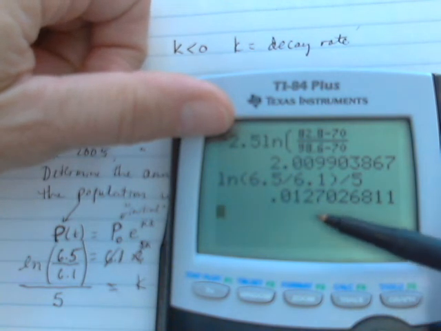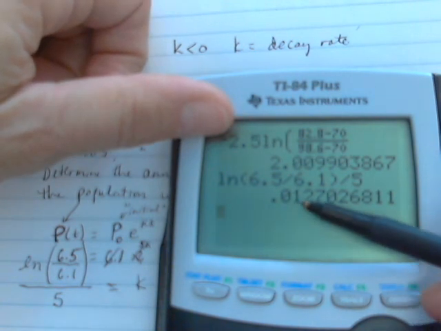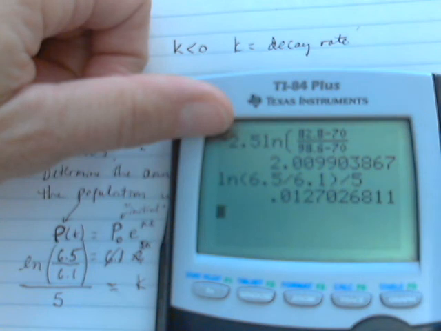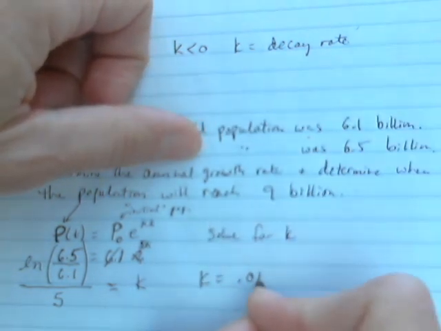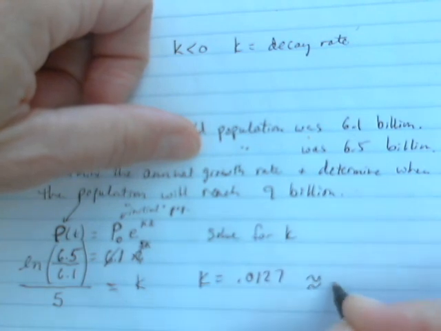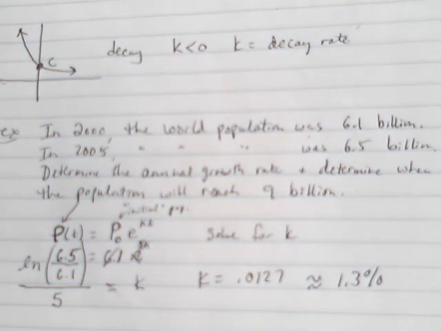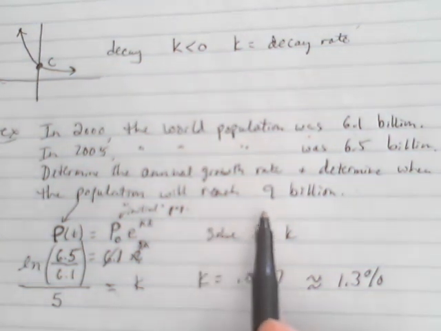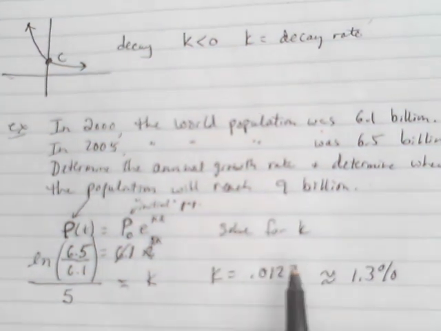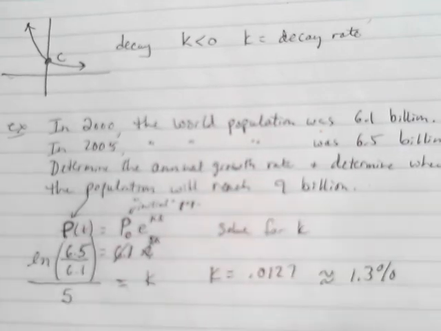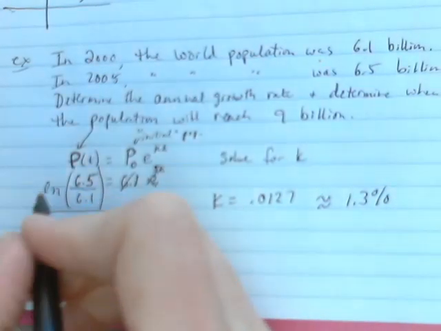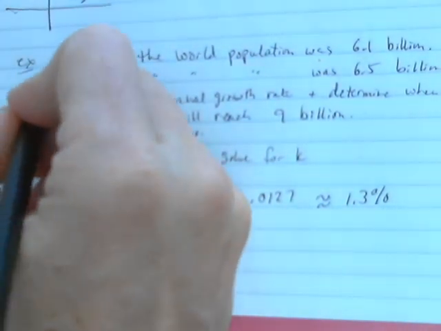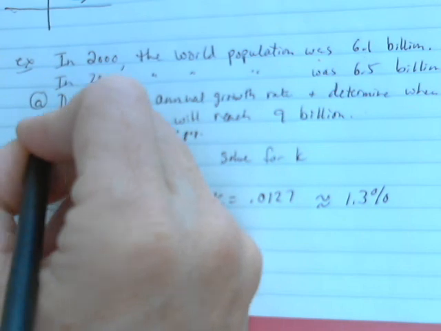And if we wanted to write that as a percentage, we'd move the decimal place over 2 places, and this is about 1.3%. So k equals 0.0127, which is approximately equal to 1.3%. So there's our rate of growth. Now we're going to try to figure out when the population will reach 9 billion people. So that'll be our new p of t. I'll call that part A of our problem, and this is part B of our problem.